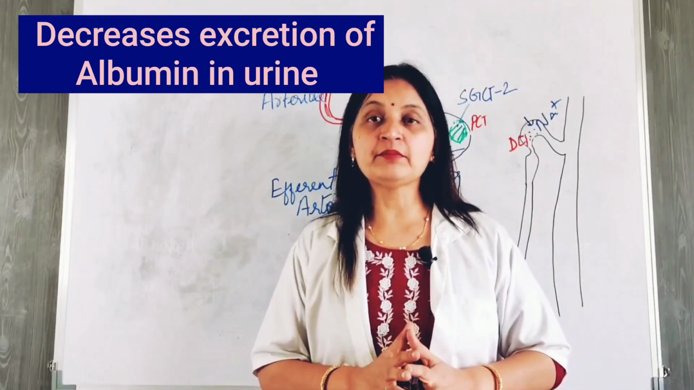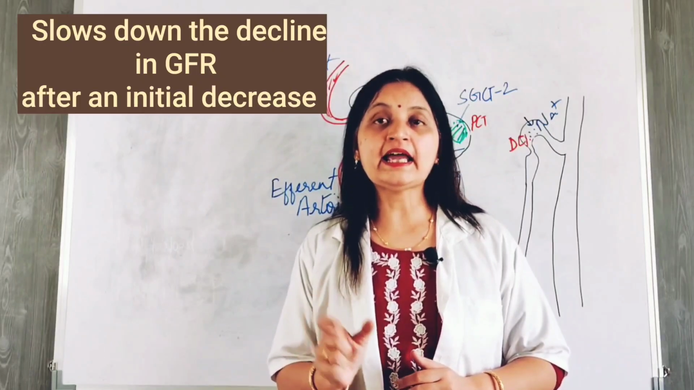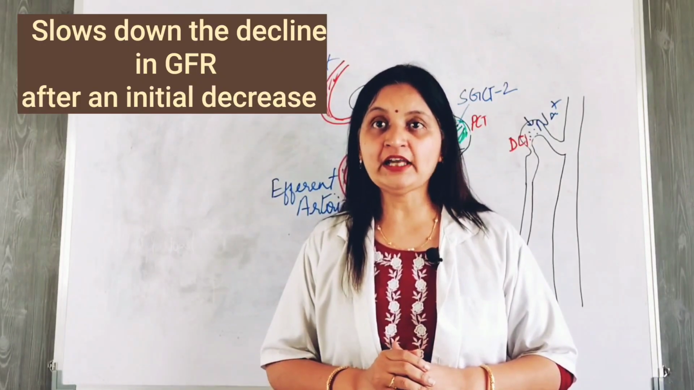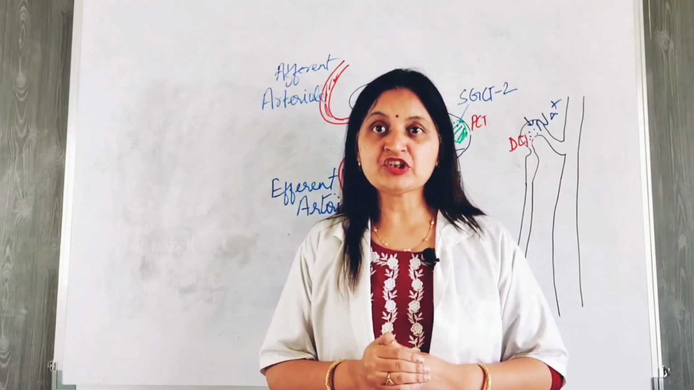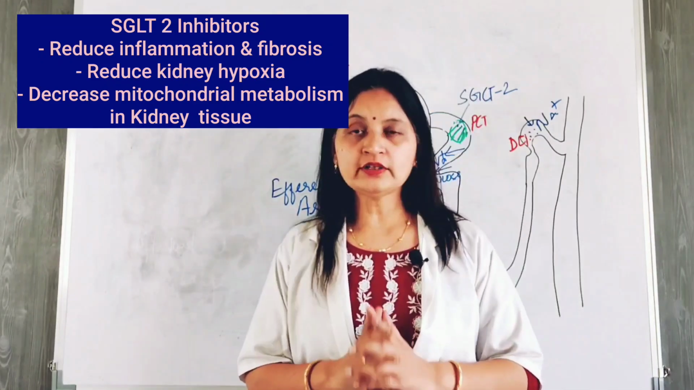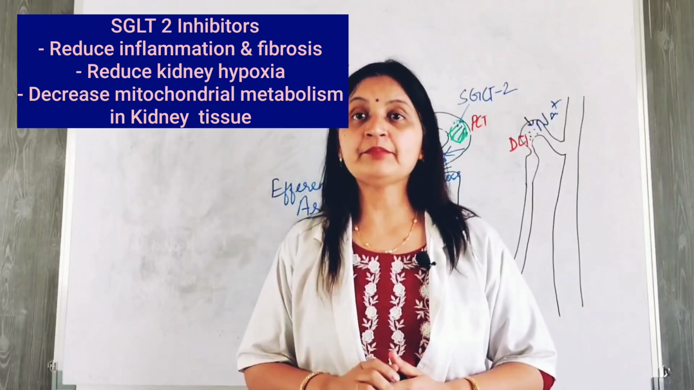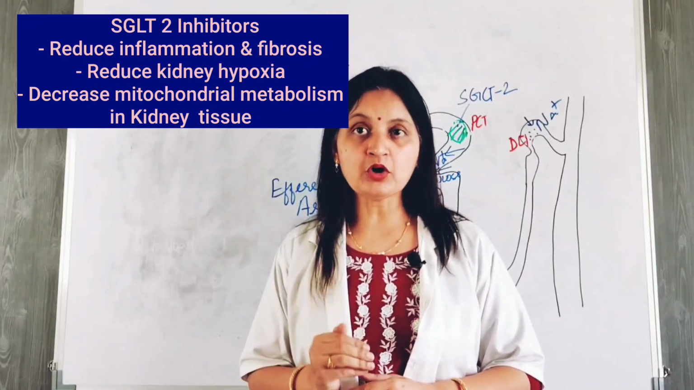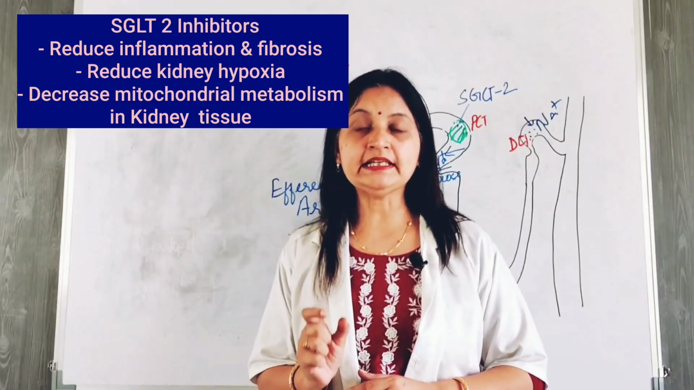So, SGLT-2 inhibitors, by decreasing the intraglomerular pressure, slow down the decline in GFR in chronic kidney disease, also decrease the excretion of albumin in urine, and therefore it is preferred in diabetic patients, in diabetic nephropathy with chronic kidney disease. Also, it has been suggested that SGLT-2 inhibitors alter the factors that promote inflammation and fibrosis in the kidney, reduce kidney hypoxia, and also decrease the mitochondrial metabolism in kidney tissue.